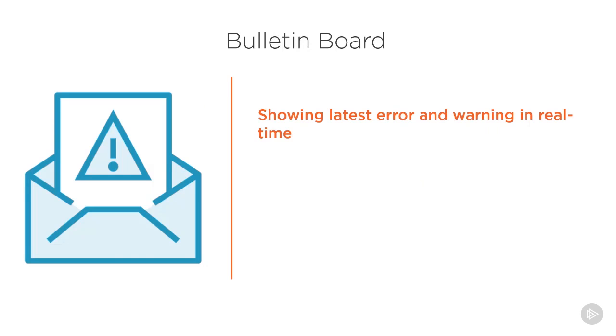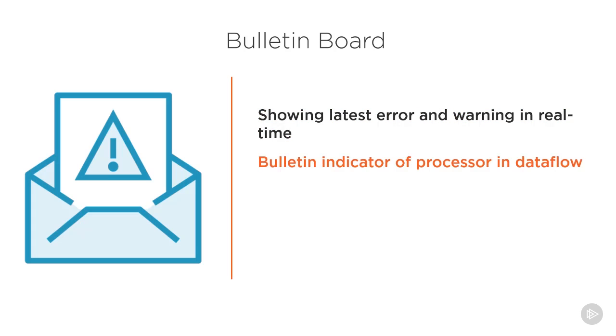The bulletin board in the global menu shows by default a list of the latest errors or warnings generated by NiFi processors in real time. It is the same information that you can see when you navigate to the actual processor.